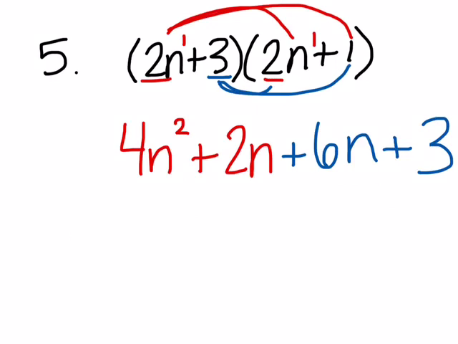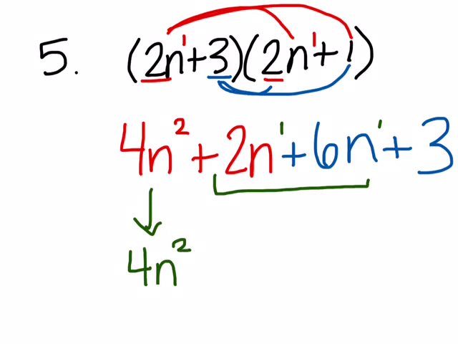Our last step is to combine our middle terms. Or if you're not doing it in this order, if you're multiplying in a different order, you combine your like terms. So those are always going to be your n to the first. So the 4n squared doesn't have any like terms because we don't have the same exponent. 2n plus 6n is 8n. And we bring down our 3.